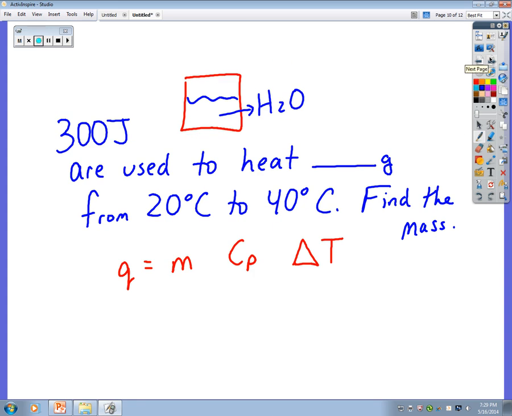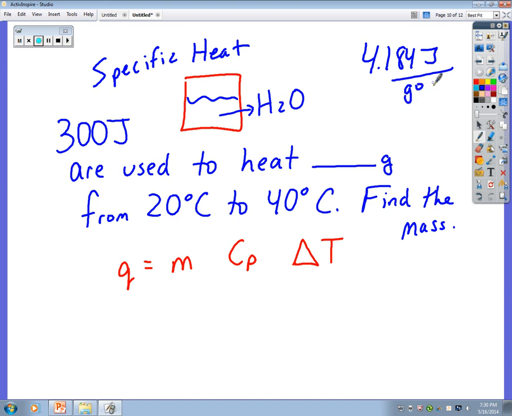Specific heat. Specific heat tells you that if I have something that has a low specific heat, it heats up easily. If it has a high specific heat, it takes a heck of a lot of energy to heat it up. Water, as you know, has that. The specific heat for water is 4.184 joules per gram degrees Celsius. If you can't remember that, remember 4.2. That's also equal to 1 calorie.